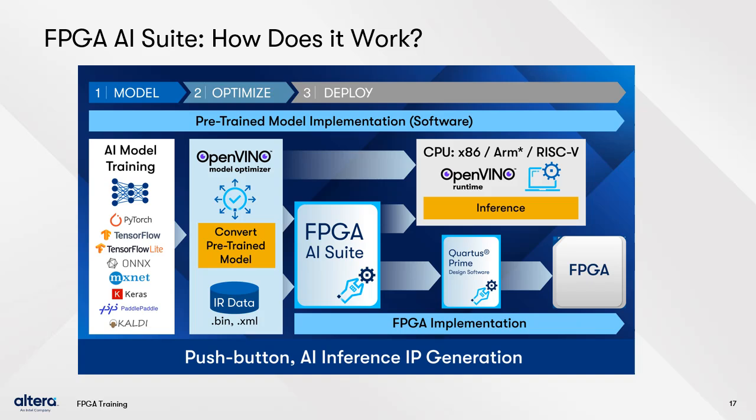The model goes into the OpenVINO Toolkit's Model Optimizer, which converts it into an intermediate representation. The FPGA AI Suite tool takes IR data as input and generates AI inference IP that can be integrated into the FPGA design using standard Quartus flows and generate the bitstream. AI Suite gives you resource usage upfront and comes up with the optimal FPGA architecture for your performance needs. The software flow takes the intermediate files from OpenVINO and runs them through the OpenVINO Toolkit inference engine to generate the runtime that can be run on an x86, ARM, or RISC-V processor.